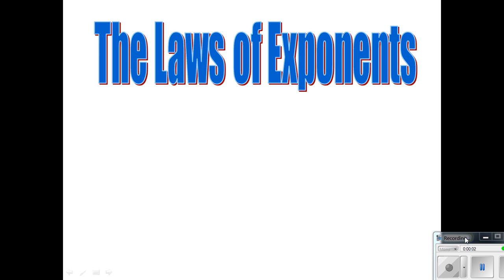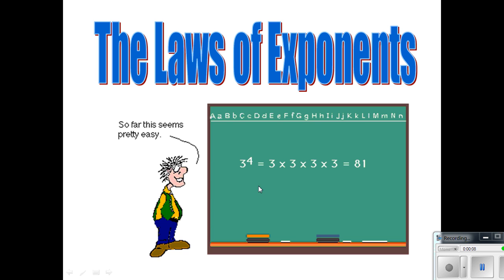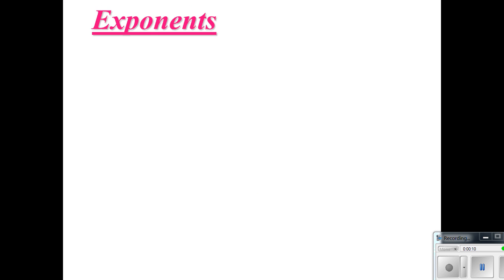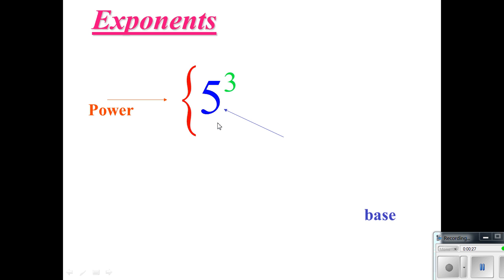Alright, next we are going to discuss the different laws of exponents. First, let's try to define what is an exponent. So if you have 5 to the power of 3, this 5 here is what we call the base, and then 3 here is our exponent.